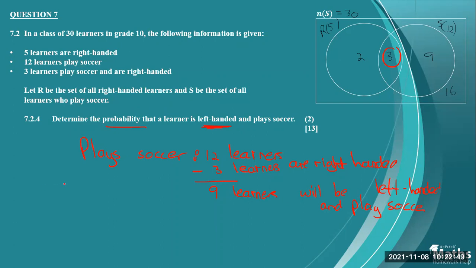But because they said probability, this is how you write your answer. Probability of left-handed and play soccer would then be 9, and because it's probability, you write it over the total. Simplify this, so it will be 3 over 10. So you can either write the answer as 3 over 10, or you can write the answer as a decimal. You can also write the answer as a percentage.